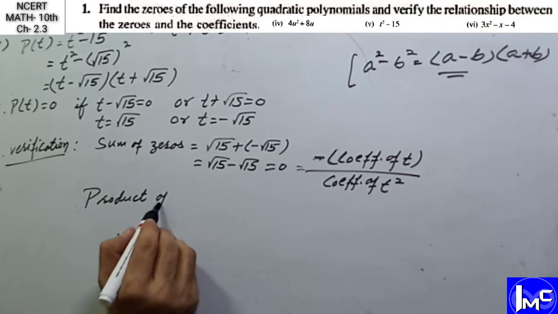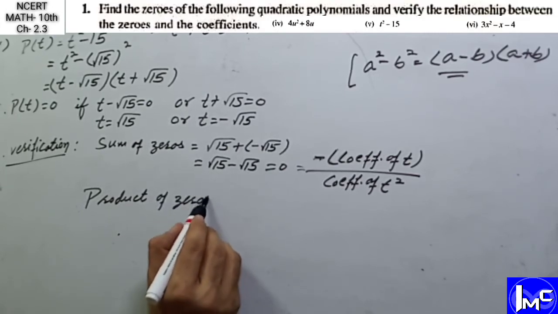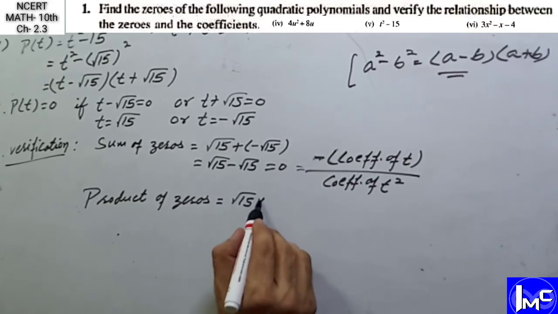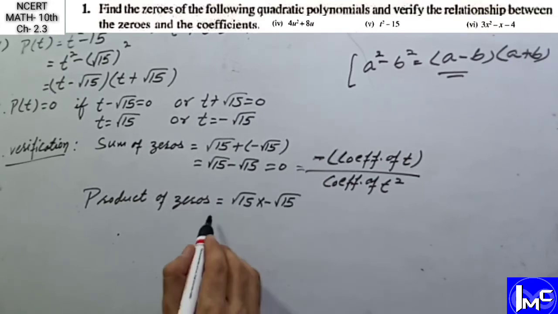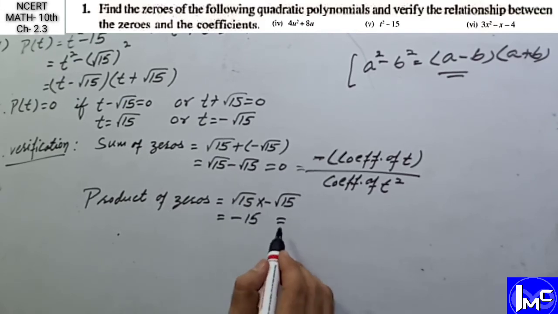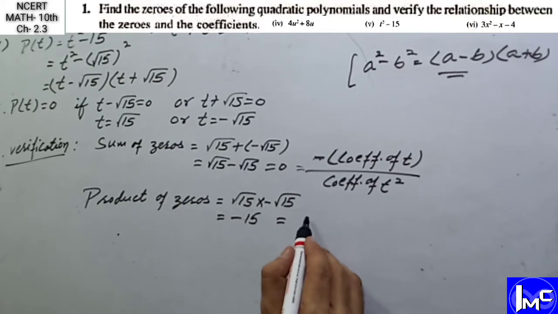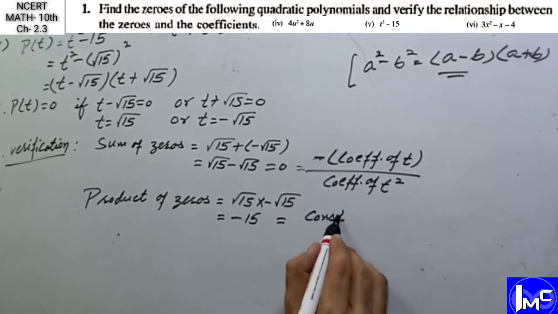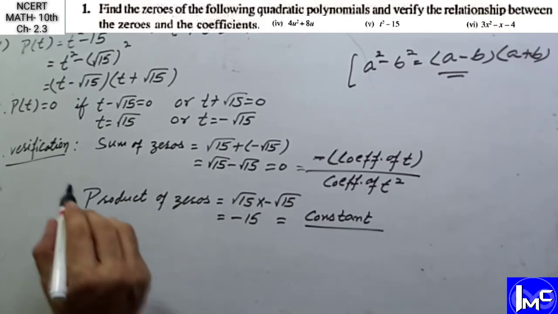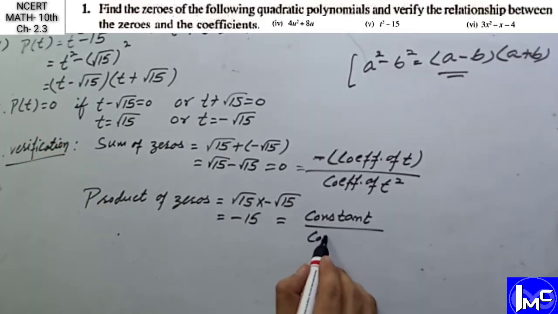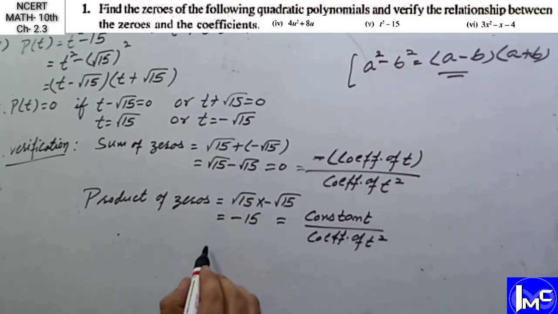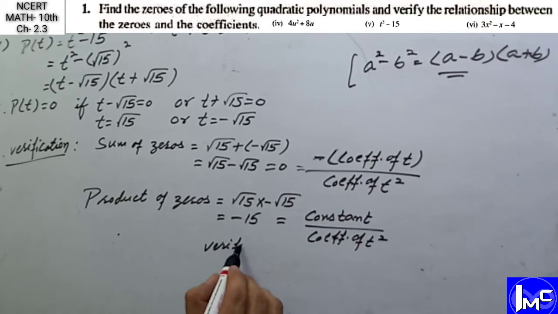Product of zeros is equal to under root 15 into minus under root 15, that is minus 15, and minus 15 is what? That is the constant term. Constant over coefficient of t square, hence verified.